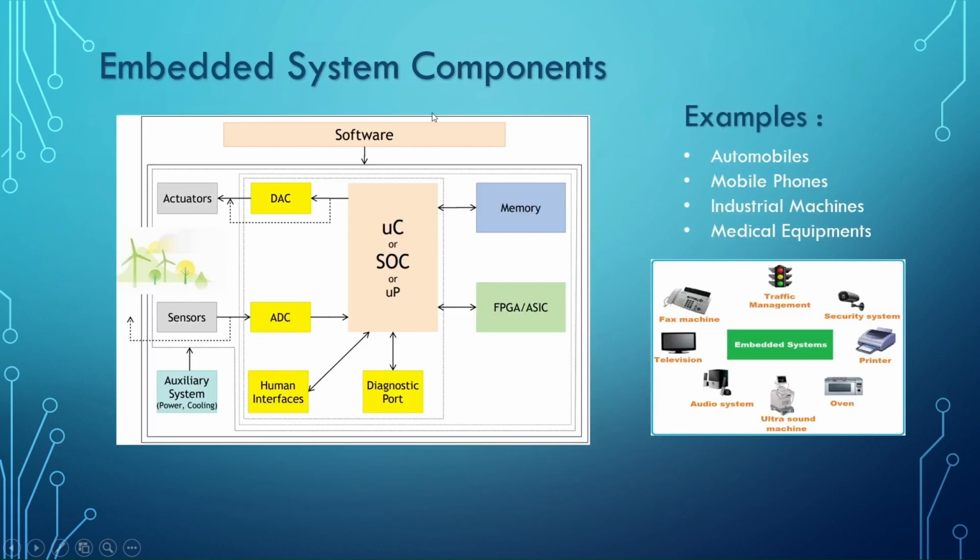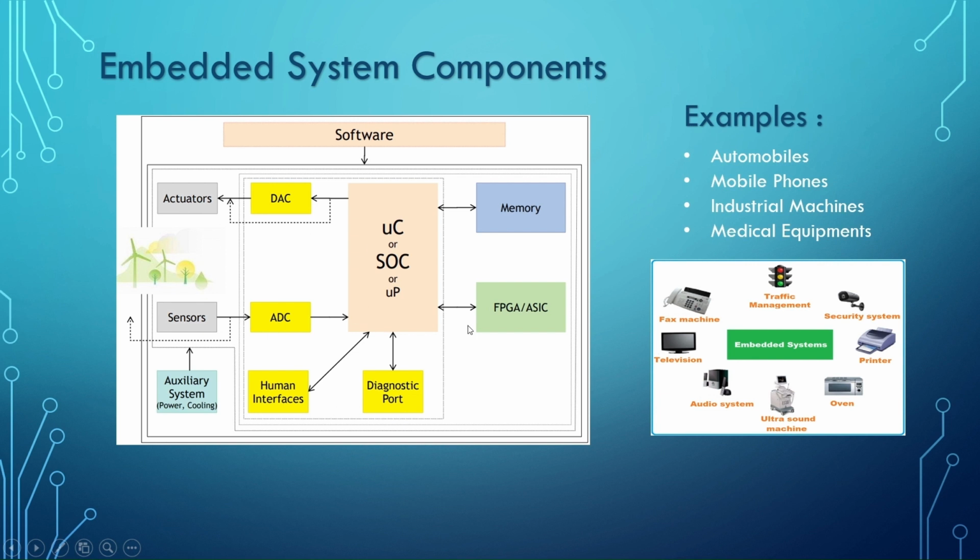Now, embedded system components. This is a more precise image for the architecture of the embedded system, which contains all the components. Various components include actuators, digital to analog converter, memory, which is RAM and ROM, FPGA, ASIC, that is application specific integrated circuit, diagnostic port, human interfaces, analog to digital converter, sensors.